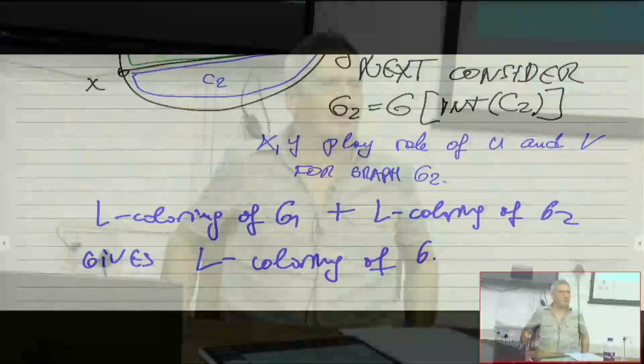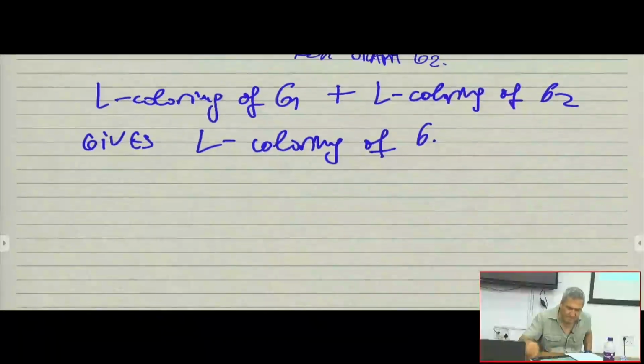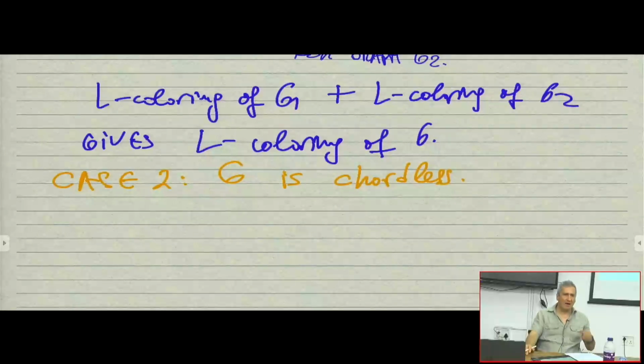Now what is the next case? C has no chord. Okay? The next case is C has no chord. This was case 1. Now we go to case 2. Case 2. G is chordless. Okay?